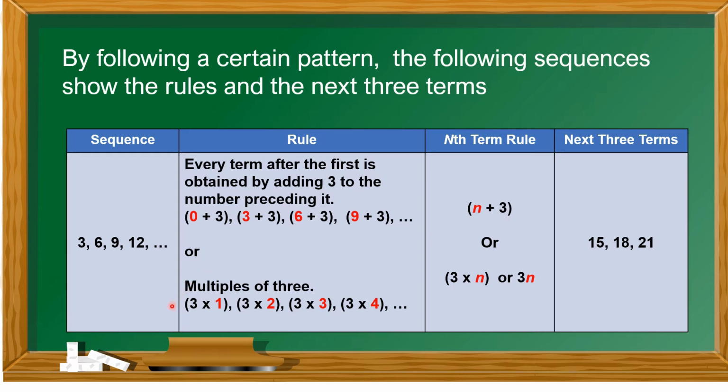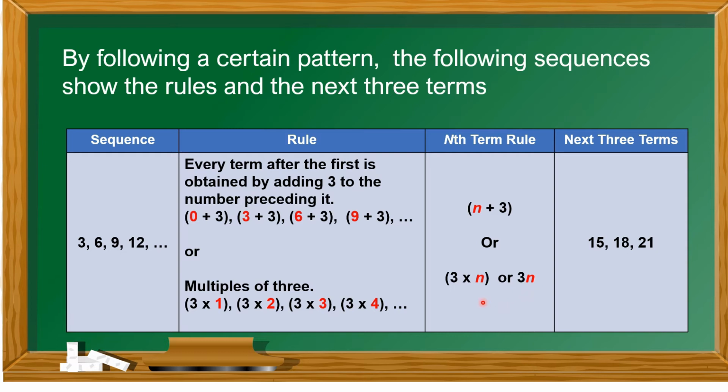We can also get the answer by its multiples of 3. We have 3 times 1, 3 times 2, 3 times 3, and 3 times 4. Because 3 times 1 is 3, 3 times 2 is 6, 3 times 3 is 9, and 3 times 4 is 12. So the nth term rule for the multiples of 3 is 3 times n, or 3n.